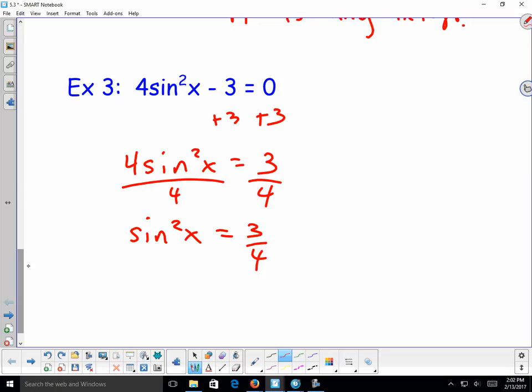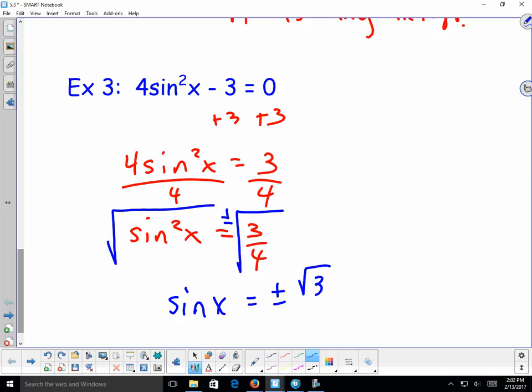Then what should be our next step, Anna? Then we would take the square root of each side. And what do we need to remember when we take the square root of each side? Plus or minus. So we should have sine x equaling plus or minus square root of 3 over square root of 4, which is equal to 2. So I get plus or minus square root of 3 over 2.